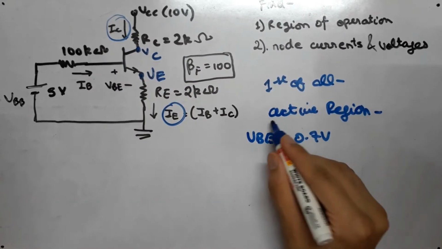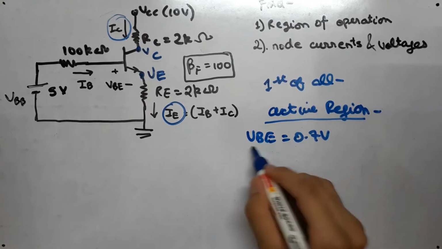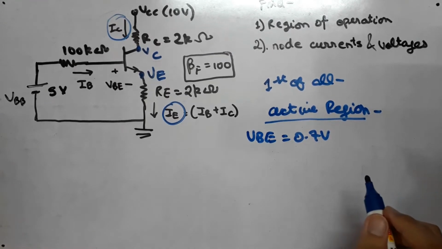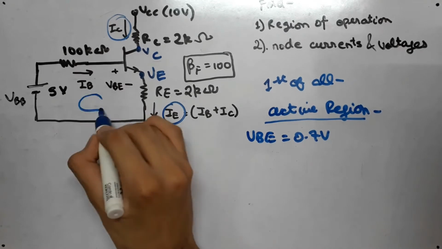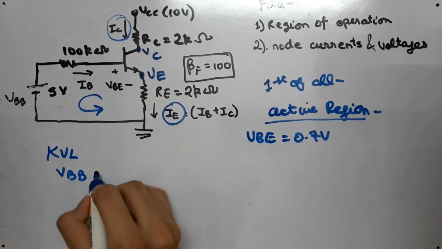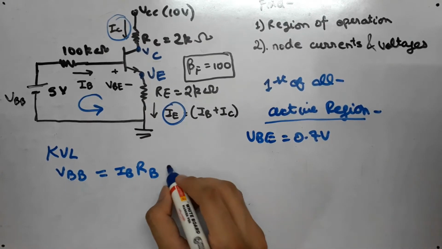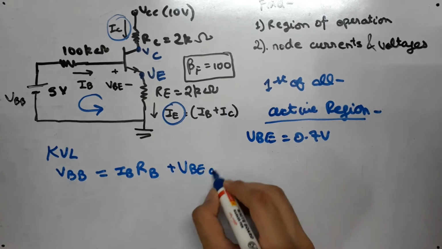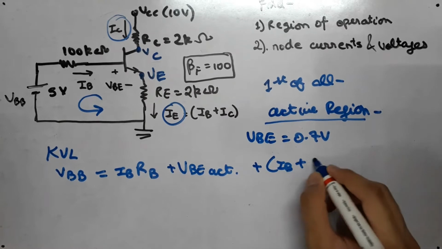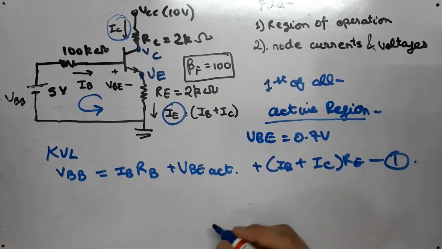First of all we will assume this transistor to be in the active region. We know that for the active region VBE is equal to 0.7 volts. Now we will apply KVL to the base circuit. This is the base circuit. We will apply KVL over here. We will get VBB is equal to IB RB plus VBE active plus (IB plus IC) into RE. This is our equation 1.